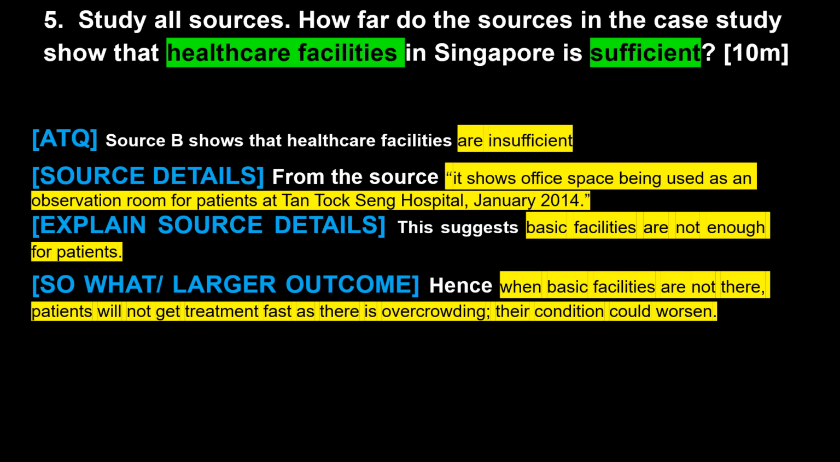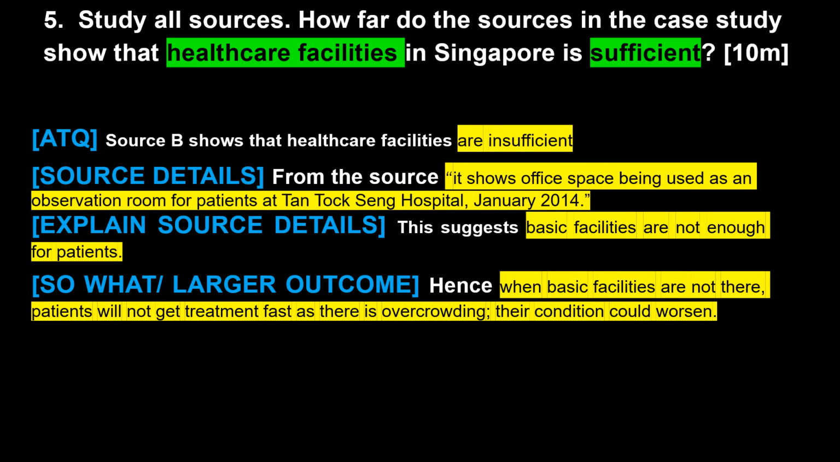So what's the larger outcome? Okay, it's quite similar to source A. When basic facilities such as a proper ward or a proper bed are not there, patients will not get treatment fast, as obviously there's overcrowding. And if you have to wait a very long time, especially in the observation area, it tells you that maybe they are understaffed. And if they are understaffed, and you're just left untreated, a patient's condition could get worse and could worsen.